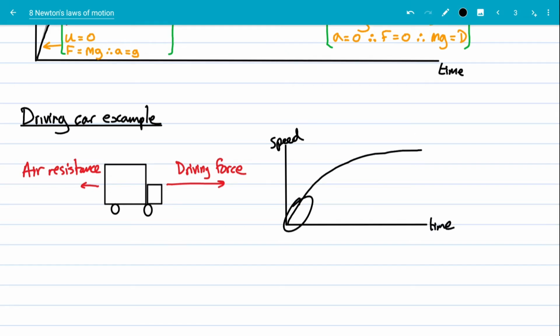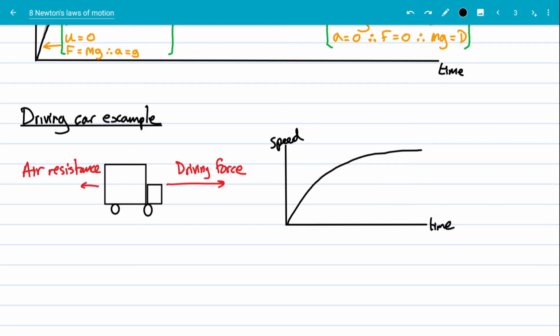We'd have an initial acceleration due to the driving force acting on the car and no air resistance. And so we could calculate what the acceleration would be by doing F divided by m. And then we end up with 0 acceleration at the end. But as it gets faster, as the air resistance increases, that doesn't cause it to slow down, it just causes a reduction in the acceleration.